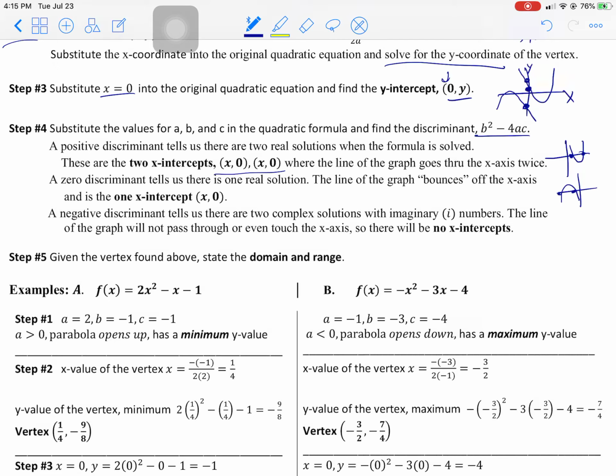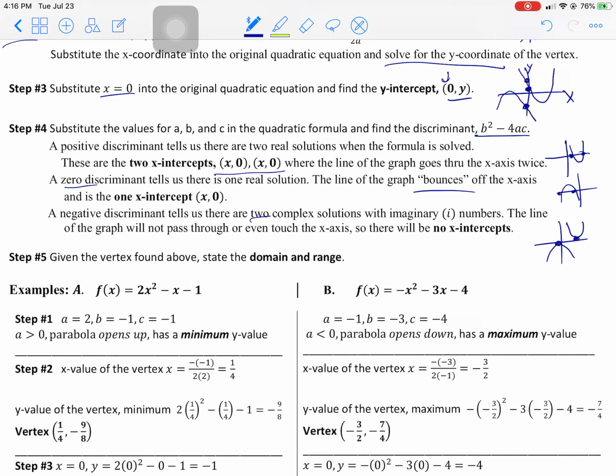The 0 discriminant tells us there's one real solution, and the graph is going to bounce off the x-intercept. So if there's one solution, it's going to come down and hit one spot. It could go like this and actually hit it at 0, 0 or something. But it has to only touch or intercept the x-axis once if the discriminant is 0.